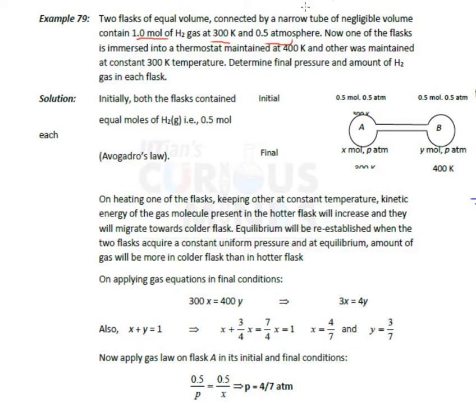Now, one of the flasks is immersed into a thermostat maintained at 400 Kelvin and the other is maintained at the same constant temperature. Determine the final pressure and amount of H2 gas in each flask.